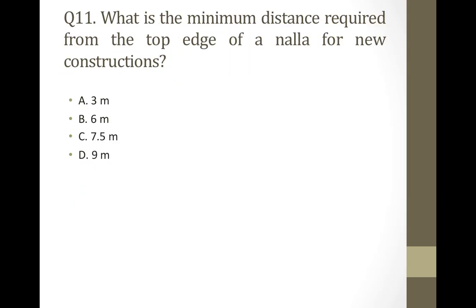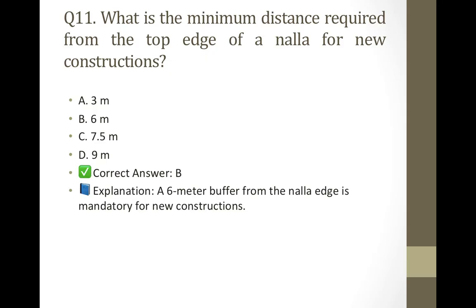Question 11. What is the minimum distance required from the top edge of the nala for new construction? Option A 3 meters, option B 6 meters, option C 7.5 meters and option D 9 meters. So for nala, correct answer is option B, that is 6 meters. A 6-meter buffer from the nala edge is mandatory for the new construction.